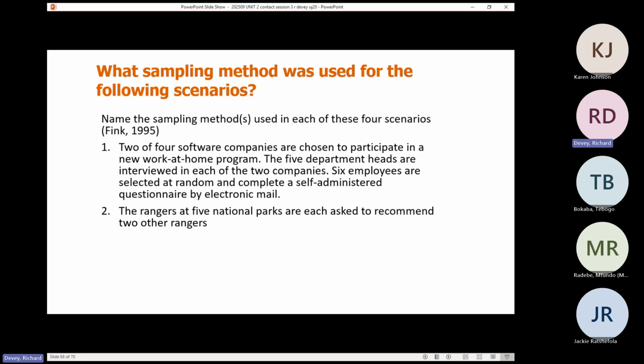Yes, the 5 department heads are interviewed. Out of how many? I think it would be much better to know how many heads of departments there are in those 2 of 4 software companies chosen to participate in the new work at home program. We are told that 5 department heads are interviewed in each of the 2 companies. Out of how many?